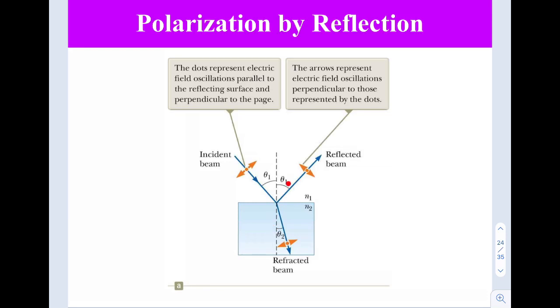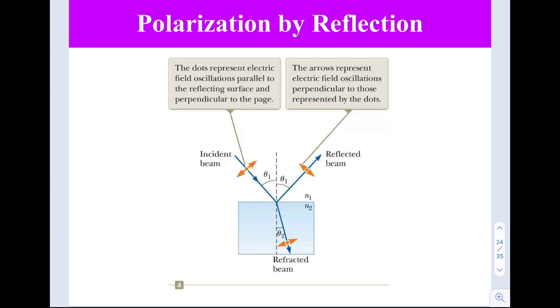The polarization of the reflected light depends on the angle of incidence. If the angle of incidence is 0, meaning the beam is projected normally onto the second material, the reflected beam is unpolarized. For other angles of incidence, the reflected light is polarized to some extent. And for one particular angle of incidence, the reflected light is completely polarized.